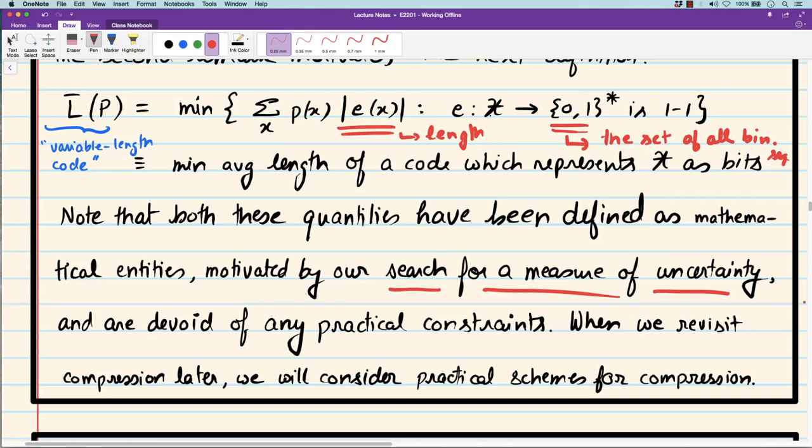Later, when we visit compression in detail, we will look at schemes which are also practical and somehow have average length matching these fundamental quantities.